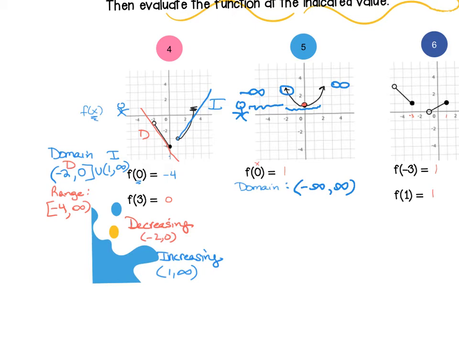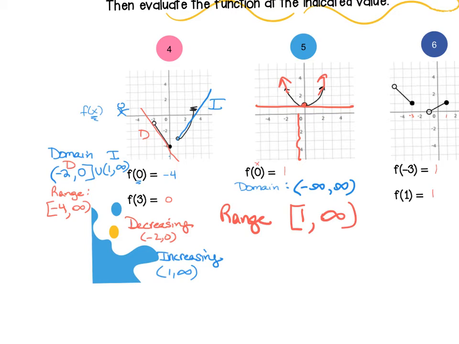However, for the range, this one's not all real numbers. Again, you're going to come from bottom to top. So the first y value I encounter is +1 with a bracket. And then notice the arrows are pointing to infinity. So then it goes on.